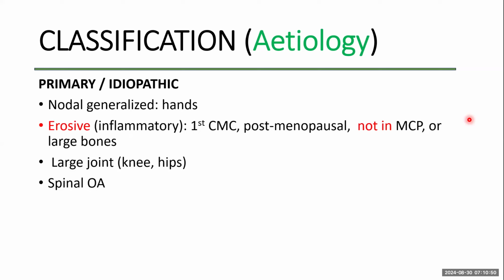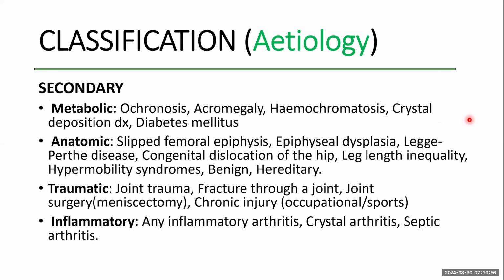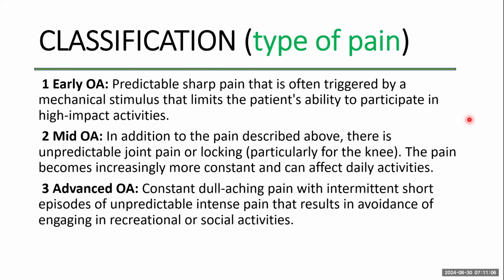So it can be classified, based on etiology, into primary, we check, and then secondary. Of note is the metabolic cause that we see here, diabetes, of which this patient also has. It could also be classified based on the type of pain as early, mid, and advanced. There's also a Kellgren classification that divides it into all the different parts of the body.